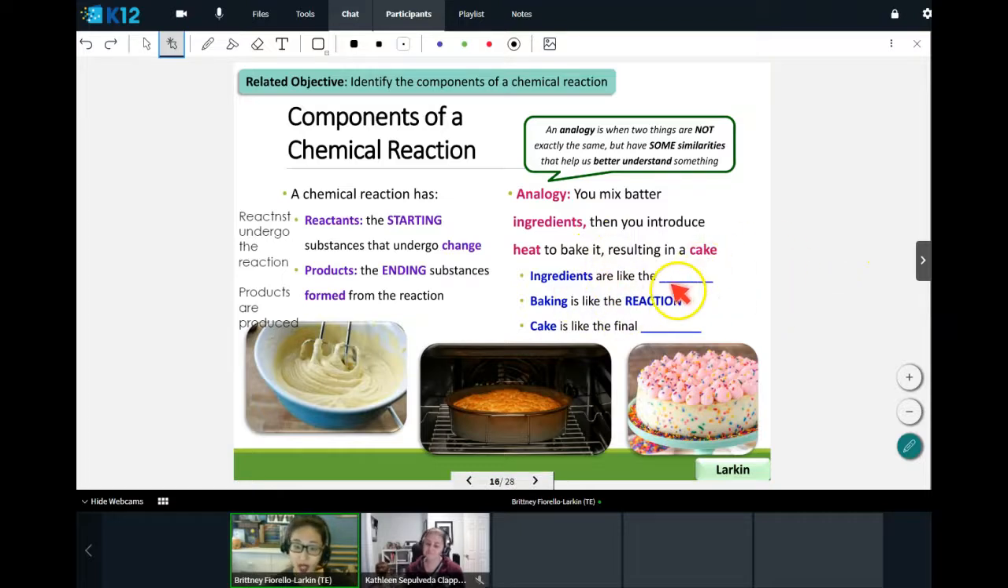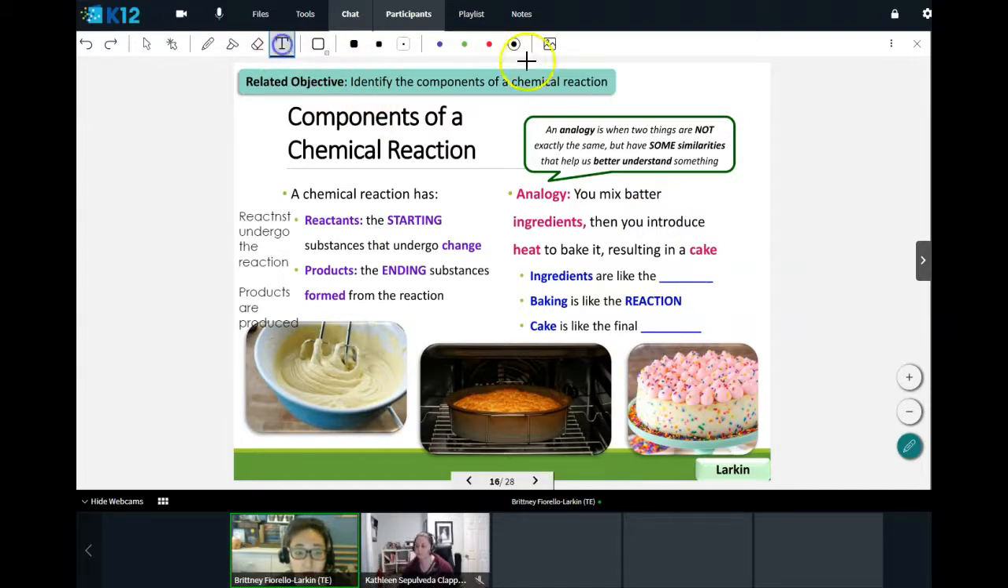Mrs. Bullitt, I think your mic might be on, just so you know. So in this instance, the ingredients, are they more like the reactants or the products? Think about what are the ingredients, what we start with or what we end with. Does that make it like the reactants or the products? Tell me in the chat box. Here is our analogy. We have batter, we heat it, we turn it into a cake. So the ingredients are like the what? Thank you. I see Gabriel in the chat box. I see Miles working hard. Need more participation. Thank you.